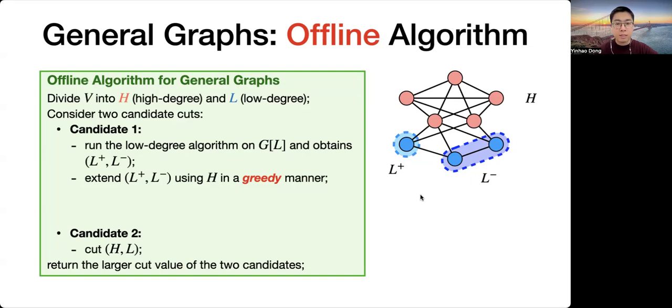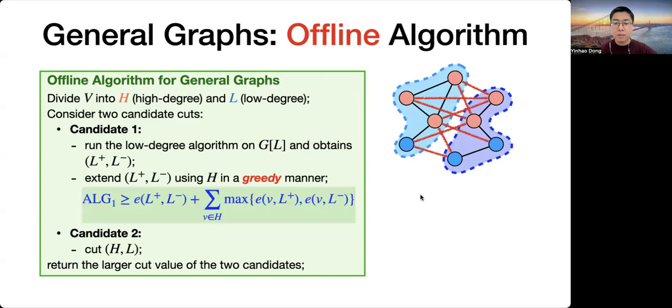For each vertex in H, for example, consider this yellow vertex V in H. We check the number of edges between V and L plus, as well as the number of edges between V and L minus. Then we place V in the side with fewer edges. For example, we place V in L plus in this case, because our goal is to maximize the cut value. We repeat this process until all vertices in H are assigned. And then we obtain the final cut.